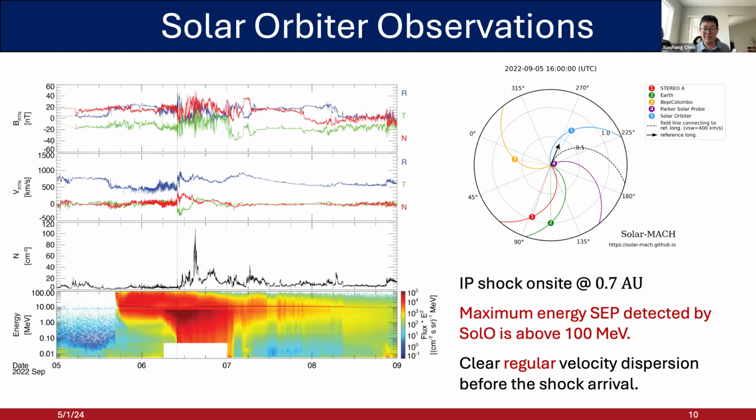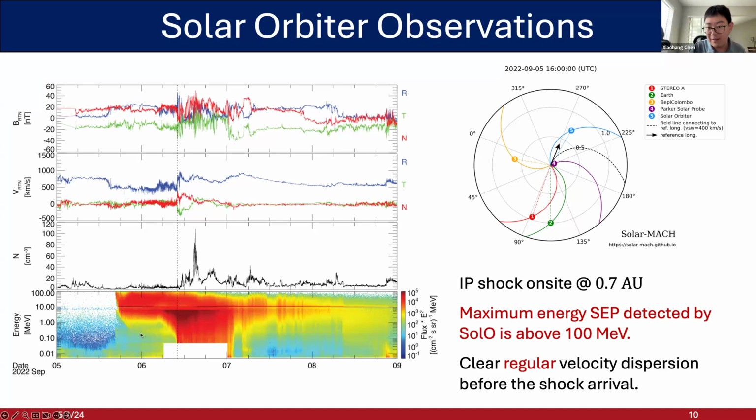This is the observation from Solar Orbiter. What we observe at Solar Orbiter is consistent with our regular DSA prediction. This plot reminds you of the location of Solar Orbiter, at about 0.7 AU. The maximum energy observed by Solar Orbiter is extremely high, over 100 MeV, which is just the limit of the detector. And we see a regular velocity dispersion here: the high energy particles arrive first, then gradually followed by low energy particles.